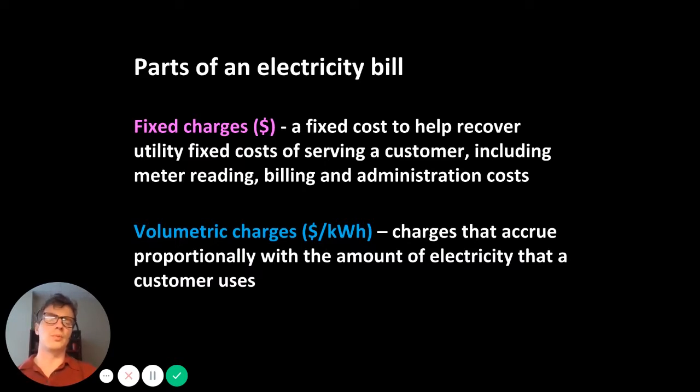The other part of an electricity bill is the volumetric charges. These accrue proportionally to how much electricity a customer uses. So the more electricity you use, the higher your volumetric charge is going to be, and these are typically charged as some dollar per kilowatt hour rate.